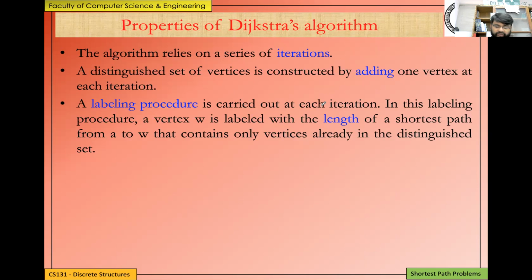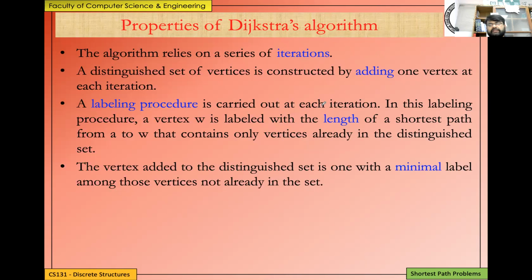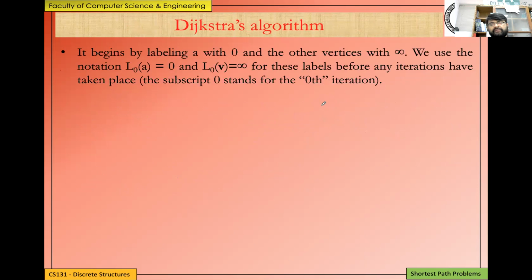So those vertices that are already in the distinguished set will be used to reach the new vertex W. The vertex added to the distinguished set is one with a minimal label among those vertices not already in the set. So the next vertex that will be added will always be the one that has the minimum label, and it is always taken from the set of vertices that is not already in the visited set.